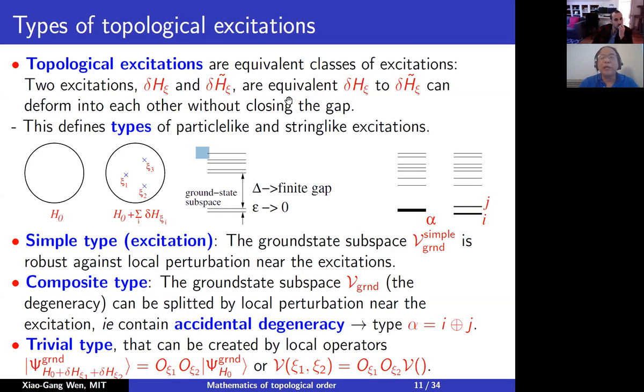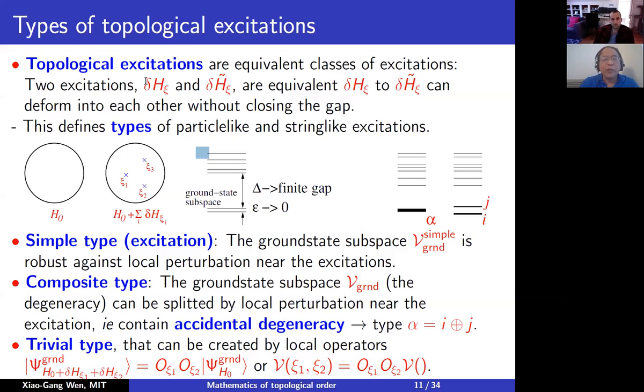So what is the equivalence relation? The equivalence relation is that the two trap Hamiltonians, delta H and delta H tilde, are equivalent if they can be deformed into each other without closing the energy gap. If you can find a deformation path without closing the energy gap which connects these two Hamiltonians, then we say these two excitations are equivalent. Okay. And this equivalence class is really the excitation, and it corresponds to an object in category theory. So the object in category theory is really this equivalence class of delta H.